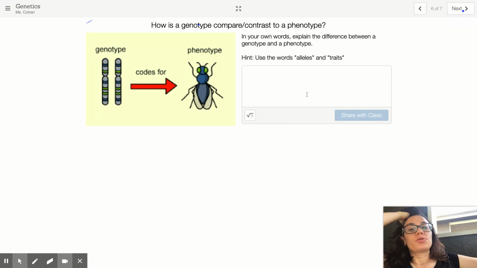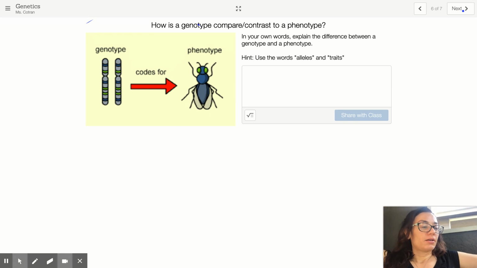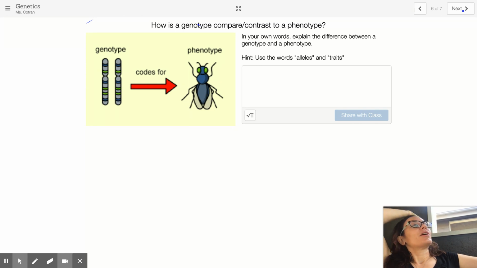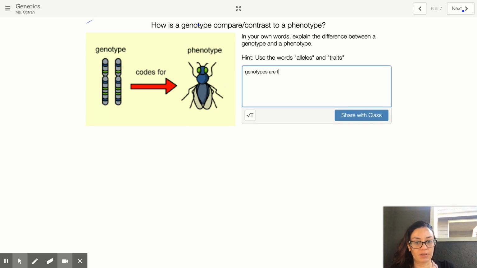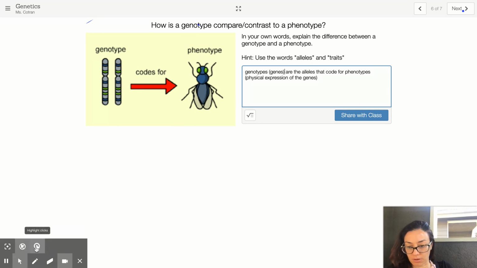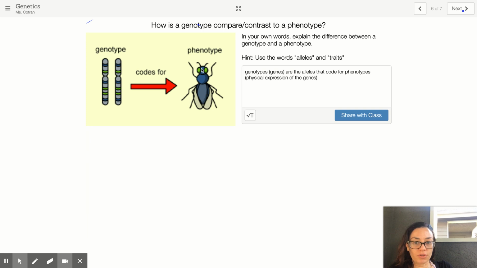Okay. So in this one, what's the difference between a genotype and a phenotype? So if you remember, what's a genotype? What's a phenotype? Phenotypes are things you can see like hair color or height. So the genotypes are the alleles, the code for phenotypes, which is the physical expression of the genes. So the genotypes are the genes. The phenotypes are the physical expression. So if you have genes, they're going to code for a particular color. So this gene might code for the green eyes of the bug. This genotype might code for the blue-eyed body of the bug.